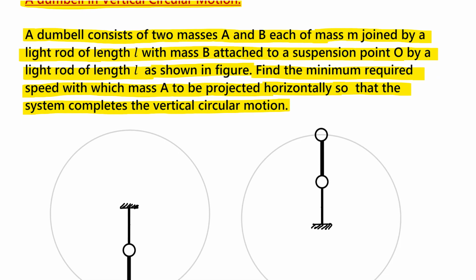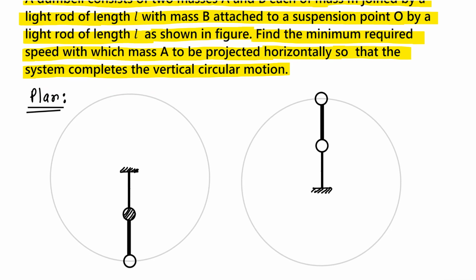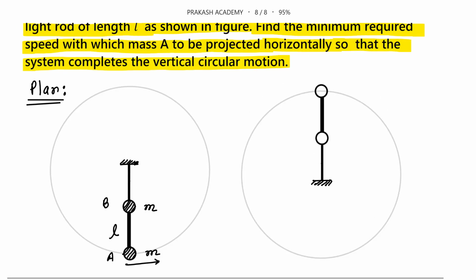So let us plan this problem. What are the things that are given? You have been given a dumbbell. This is the dumbbell you have. This has a mass M, and this also has mass M, and this length is L. Let's call this A and this is B. The lower one is given velocity u. Then you have to find what should be the minimum value of u so that it completes the vertical circle, and this length is also given L.